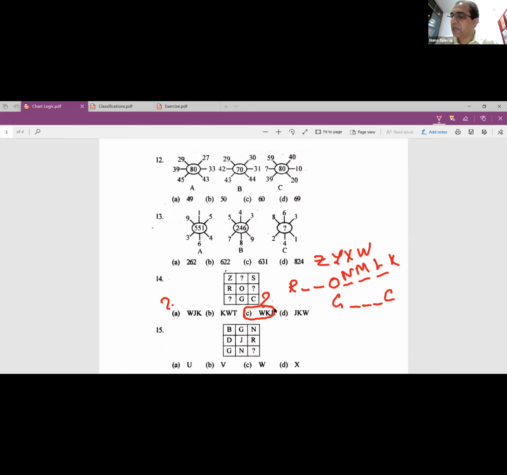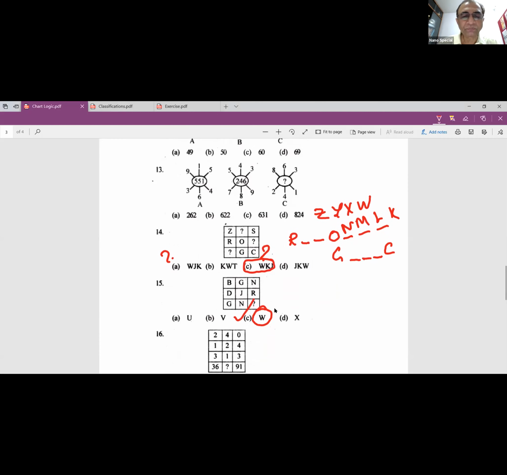Similarly, D, E, F, G, then J, K, L, M. So 3 letters. Then R will be 4. P, Q, R, S, T, U, V, W. So there will be a 4-letter gap, and then you get W. So the answer is clearly W. That is clear and straightforward. Answer is W. Okay, let's go on.